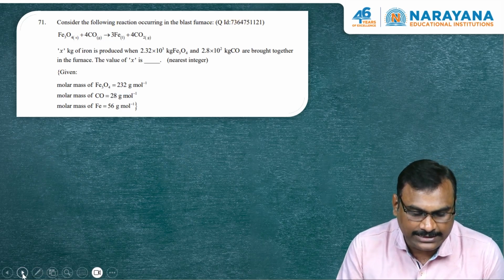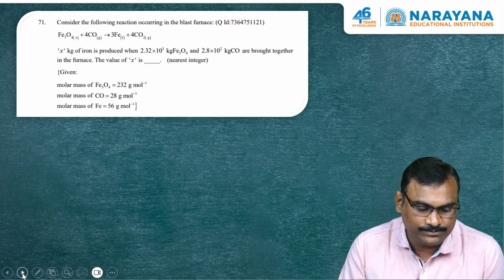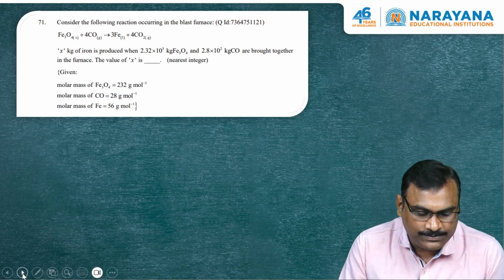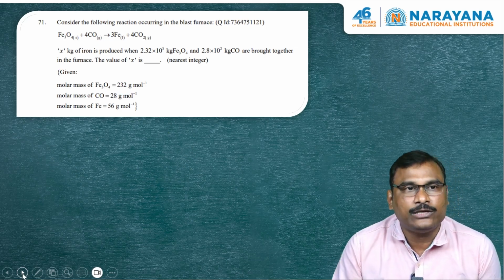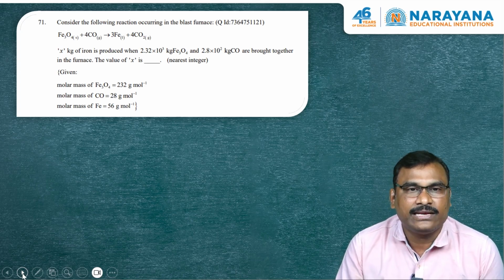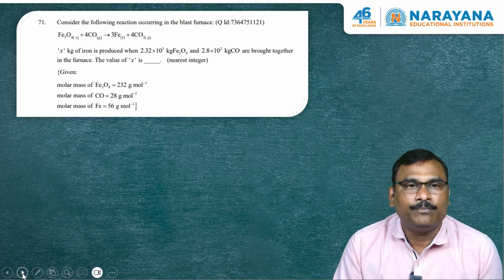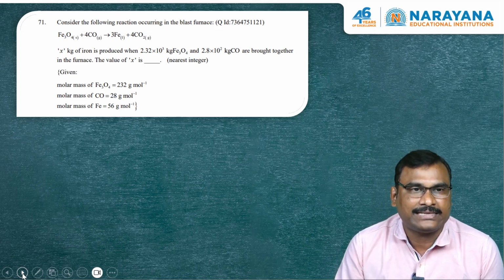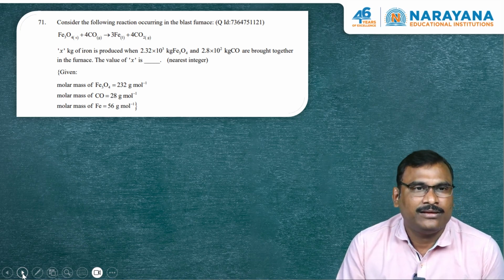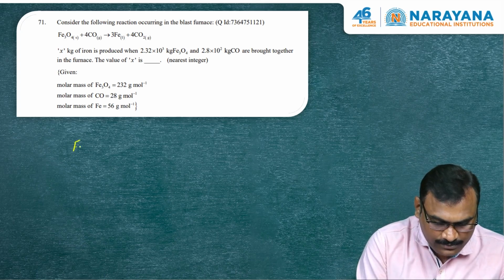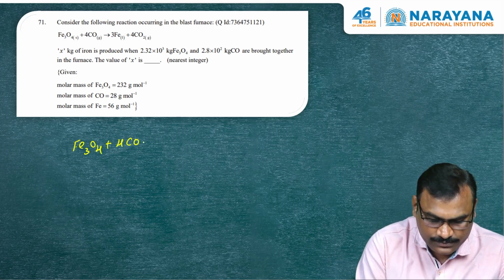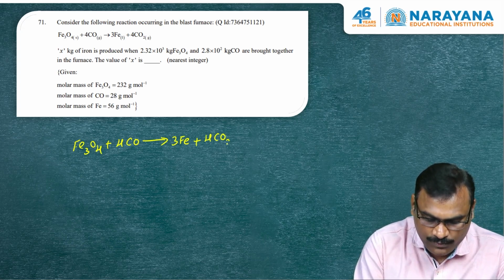Consider the following reaction occurring in the blast furnace. Here, x kg of iron is produced when 2.32 into 10 to the power of 3 kg Fe3O4 and 2.8 into 10 to the power of 2 kg CO are brought together in the furnace. The value of x? Here the question is completely based on stoichiometric relation. Okay, now Fe3O4 plus 4CO gives rise to 3Fe plus 4CO2.